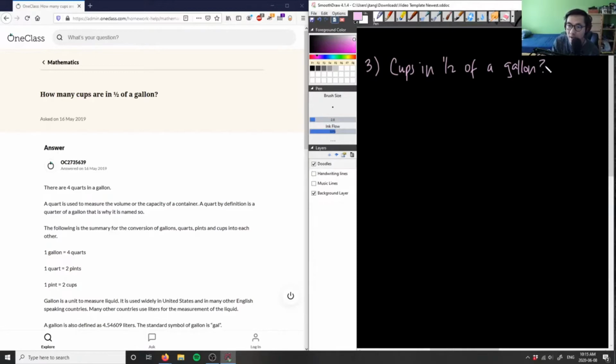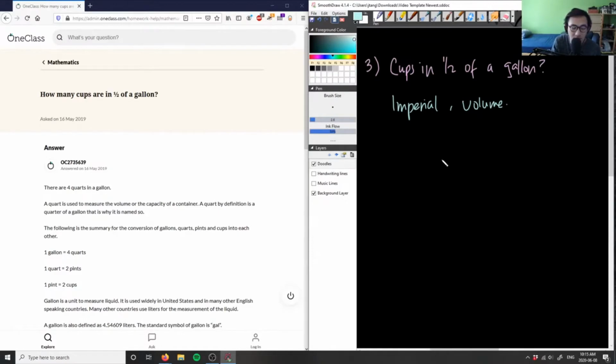We can look at cups and gallons here, and we recognize that we're working in the imperial system, and we're also measuring volume. So we're going to have to memorize a table of commonly used conversions between gallons and other units of volume in the imperial system.